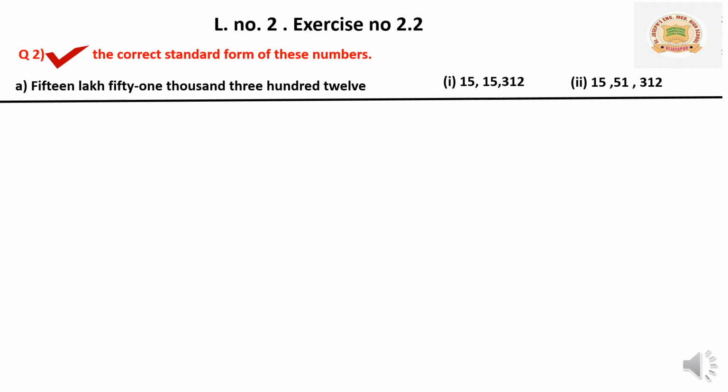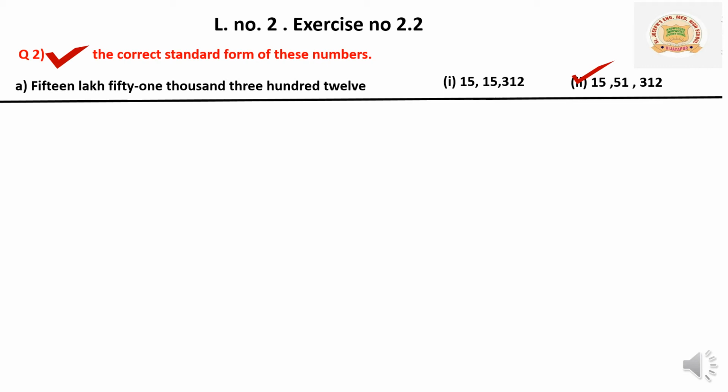For question A, there are 2 options given. I will read option number 1, 15,15,000. See children, the question is 15,51,312, but option number 1 is telling 15,15,000. This means it is not the correct answer. So let us read the second option, 15,51,312. This is the correct option. So option number 2 is the correct answer. Let us put the tick mark. Like this, we have to put the right mark for the option which is correct.